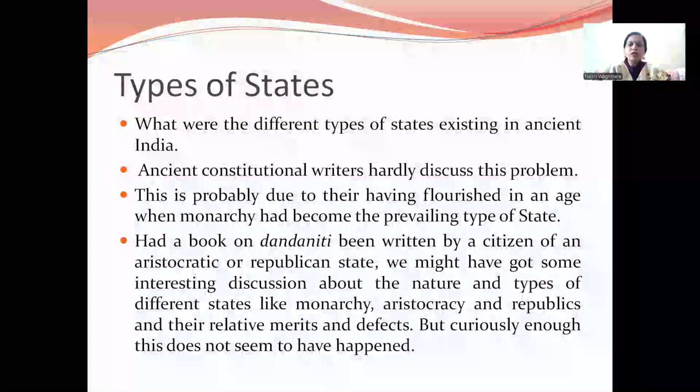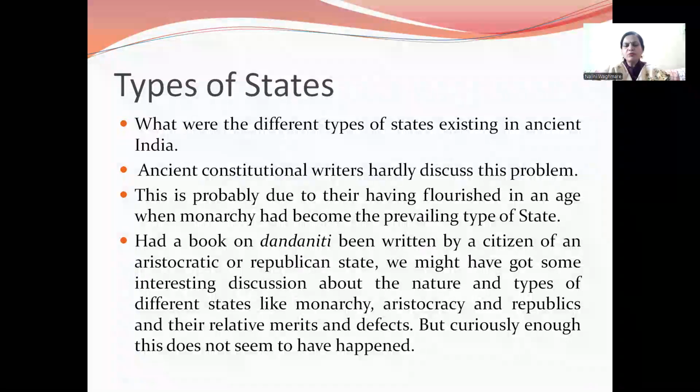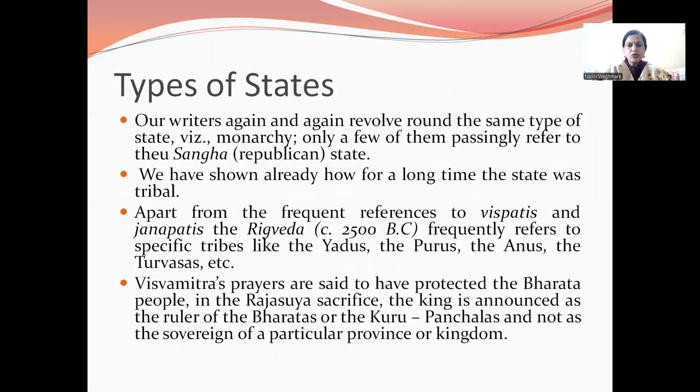Had a book on Dandaniti been written by a citizen of an aristocratic or a republican state, we might have got some interesting discussion about the nature and types of different states like monarchy, aristocracy, and republics and their relative merits and demerits. But curiously enough, this does not seem to have happened because of fewer sources on it.